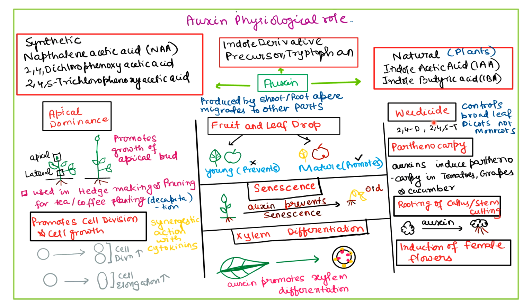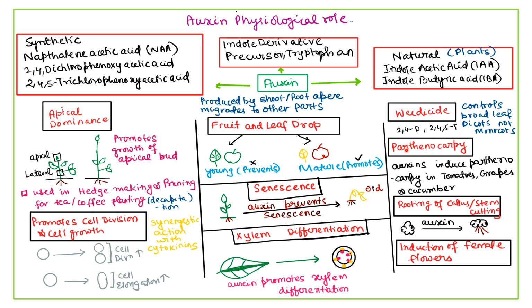Commercially, auxin is also used as a weedicide. Examples are 2,4-D and 2,4,5-T. The full forms are 2,4-dichlorophenoxyacetic acid and 2,4,5-trichlorophenoxyacetic acid. Both 2,4-D and 2,4,5-T are used to control the broad leaf dicots, not the monocots. For controlling the population of the dicots, we use 2,4-D and 2,4,5-T.